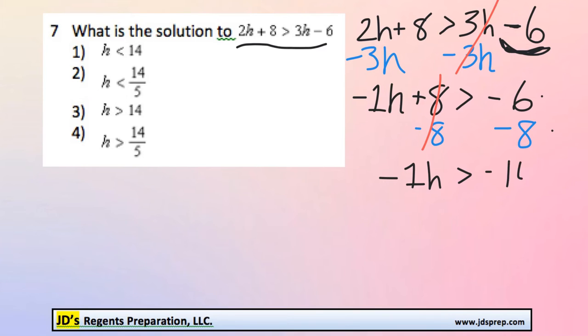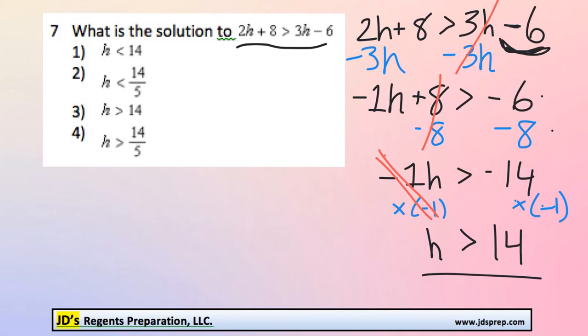That's negative 14. Now, because we want h to be positive, what we can do here is multiply both sides by negative 1. So times negative 1, times negative 1. And what that will essentially do is cancel out these negatives. And we'll be left with h is greater than negative 14 times negative 1, which is positive 14. So the solution is h is greater than 14. And that is solution number 3.